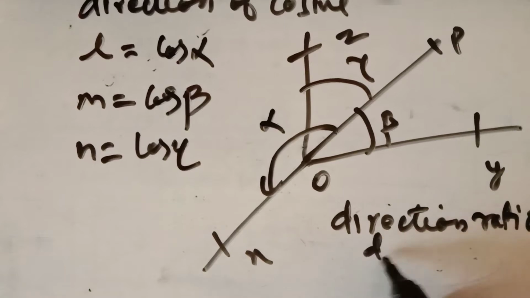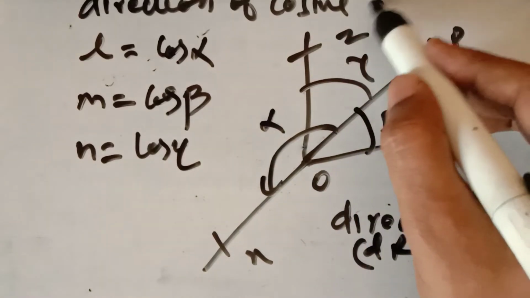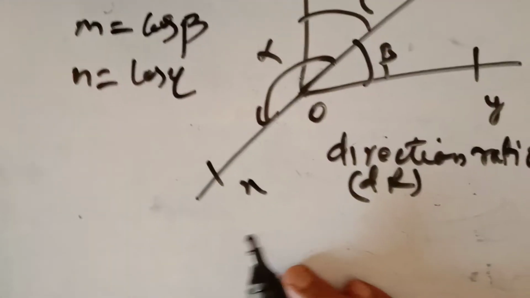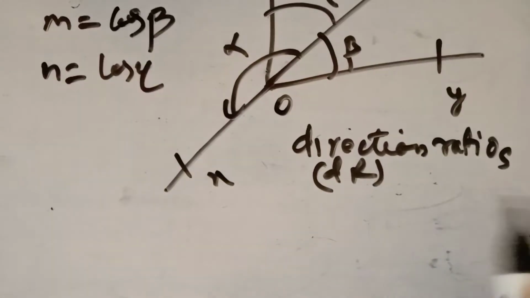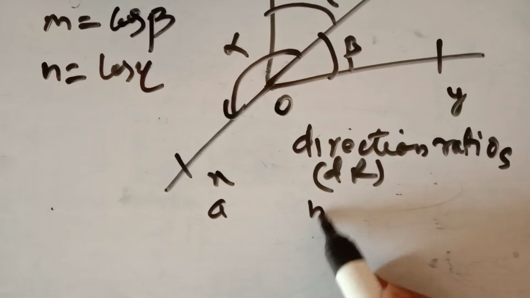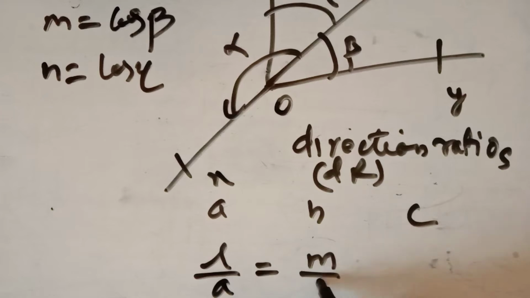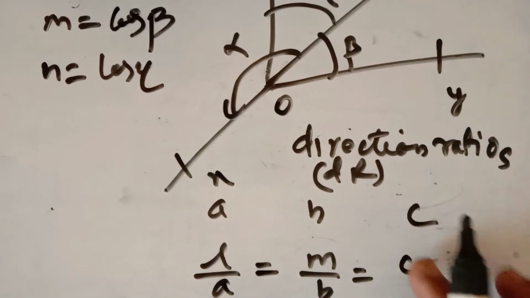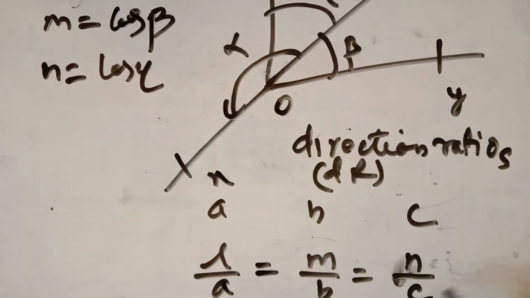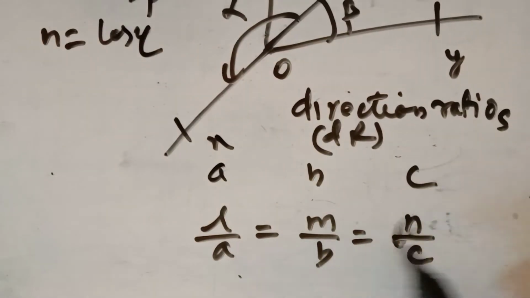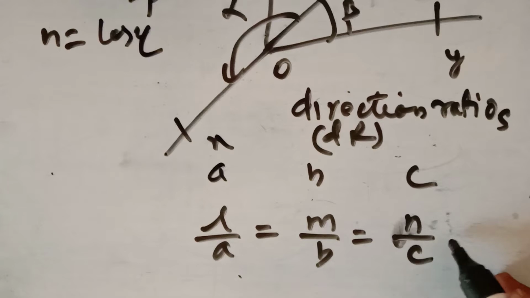Now direction ratio is generally denoted by DRs and direction cosine is denoted by DCs. It is l, m, n, and direction ratio is denoted by small a, b, c. These are the real numbers which make the direction cosines in the same ratio. l upon a, m upon b, n upon c, where l, m, n are the direction cosines and a, b, c are the direction ratios.